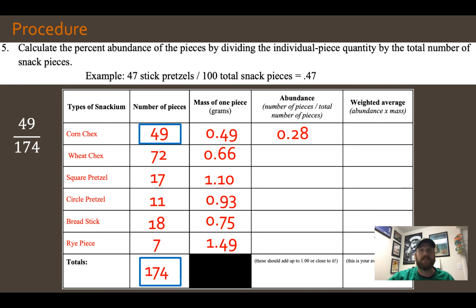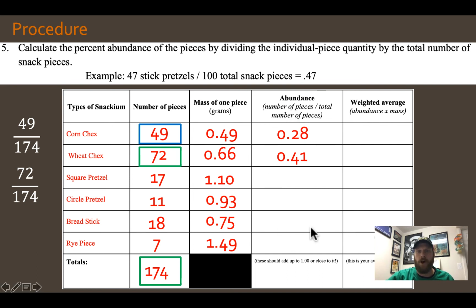The same process can be repeated for all the other isotopes of Snackium. There are 72 wheat Chex, so the abundance of wheat Chex is 72 divided by 174, which is 0.41 when rounded to 2 decimal places. Notice that the abundances are already in decimal form. 28% of the Chex Mix is corn Chex, 41% is wheat Chex. We didn't change it to percent, it's already in decimal form, which means there's no need to divide the abundances by 100. This is where you should pause the video and finish the abundance calculations for the data table.